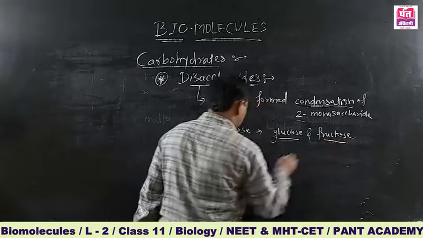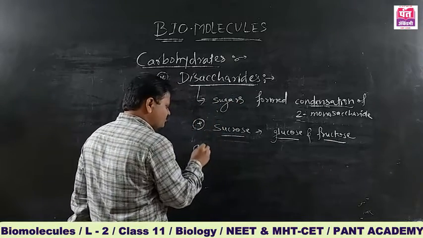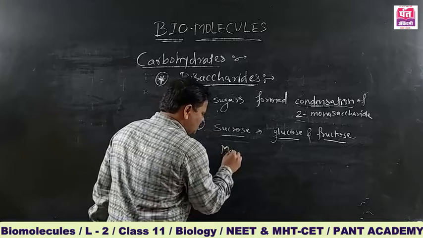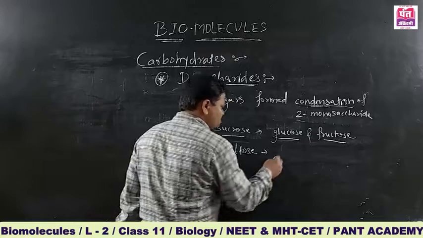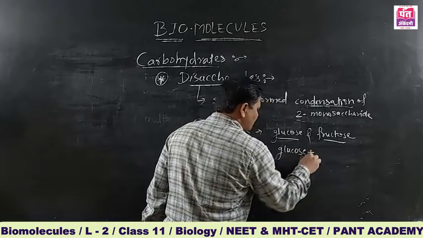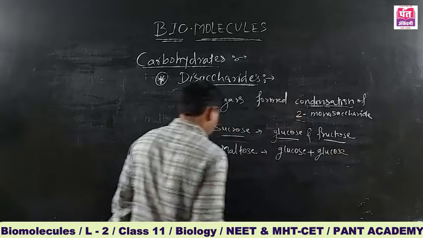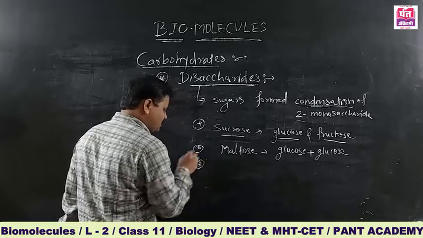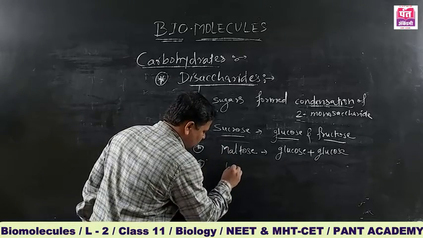Glucose and fructose combine together to form sucrose. Second example, maltose, which we have discussed in detail. It is formed of glucose combined with glucose. The third common example of a disaccharide is lactose.